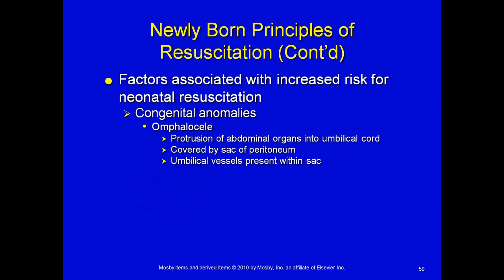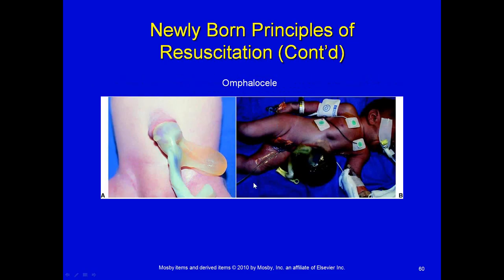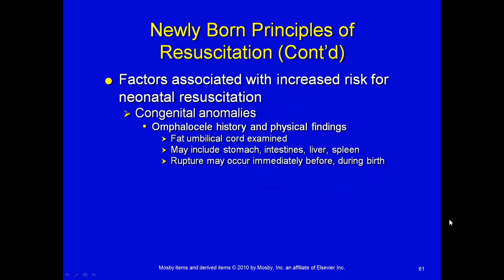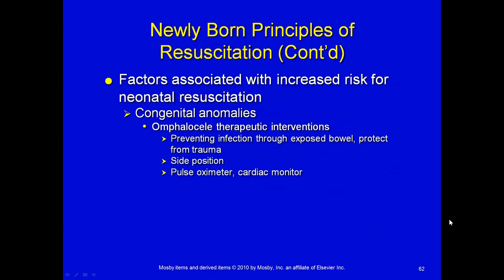Omphalocele is a protrusion of the abdominal organs into the umbilical cord. It's also covered by a sac of the peritoneum, and the umbilical vessel is present within the sac. So here is an omphalocele. They can be to the point where the abdominal contents come out through the umbilical cord and fill the sac. With an omphalocele, they're going to have a really fat umbilical cord. It may include stomach, intestine, liver, and spleen, all encapsulated in that umbilical cord. Rupture may occur immediately before or during birth, which of course is lethal. Our role is to prevent infection through the exposed bowel, protect them from trauma, put them on their side, monitor their pulse oximetry and heart rate.